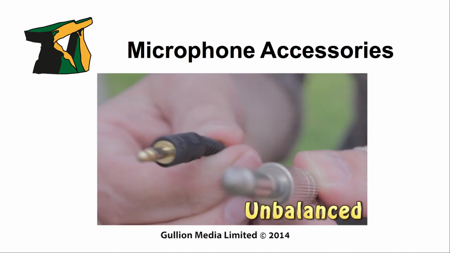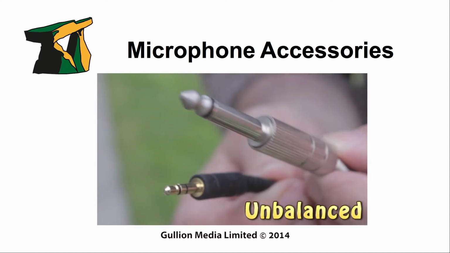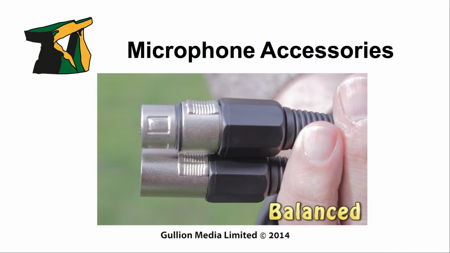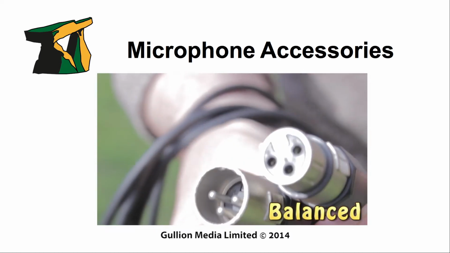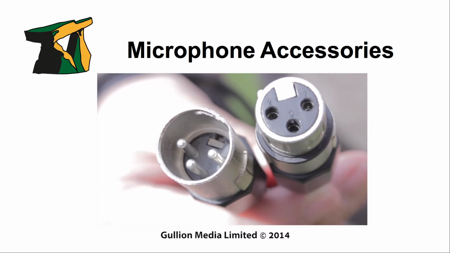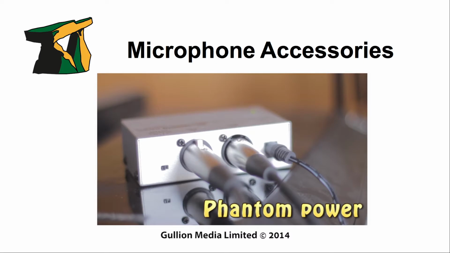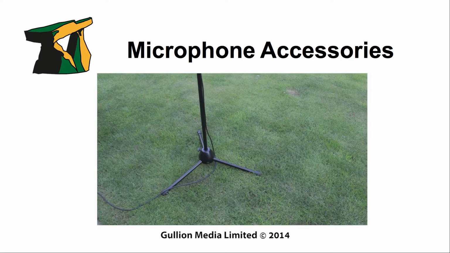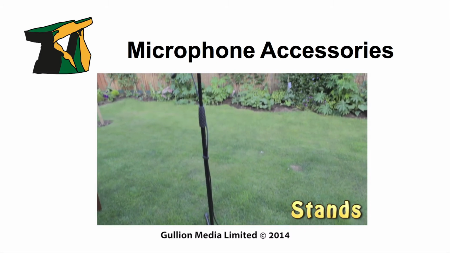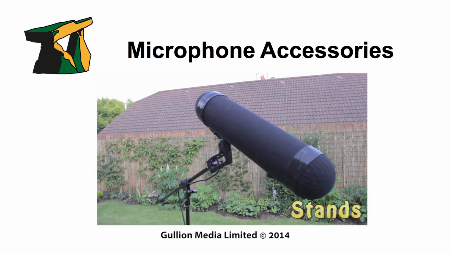External cables come in two types, balanced and unbalanced. Due to unbalanced cables only having two conductors, interference and external sound can interrupt the audio being recorded. Balanced cables have a third conductor that shields the cable from external interference. Phantom power can also be transmitted along a balanced cable without causing interference. Stands help to reduce vibration from handling the microphone, but care has to be taken that other vibrations are not travelling across the floor and up the stand.